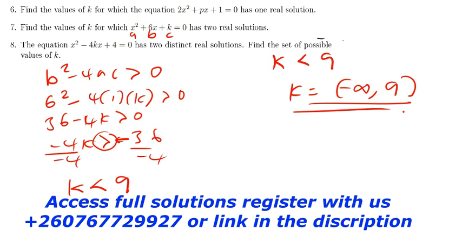Okay, so you only do this when they say find the set of possible values. That's when you put it in interval notation, but in this case k is less than 9. That's all.